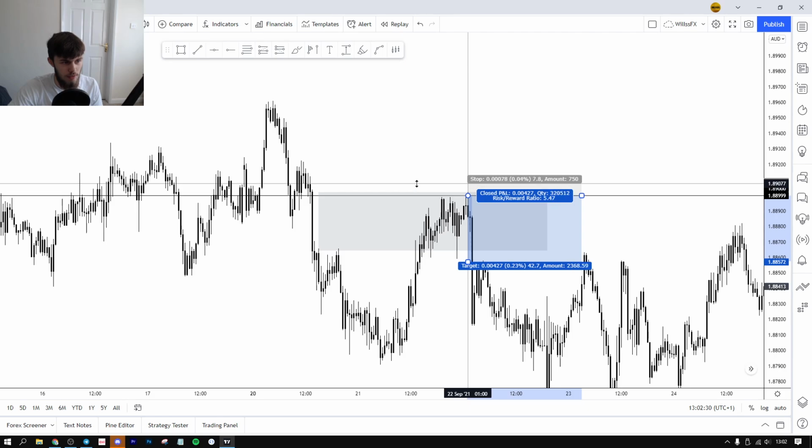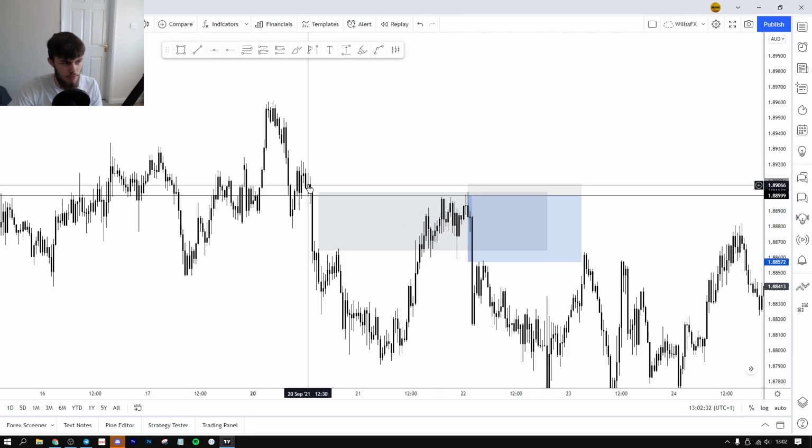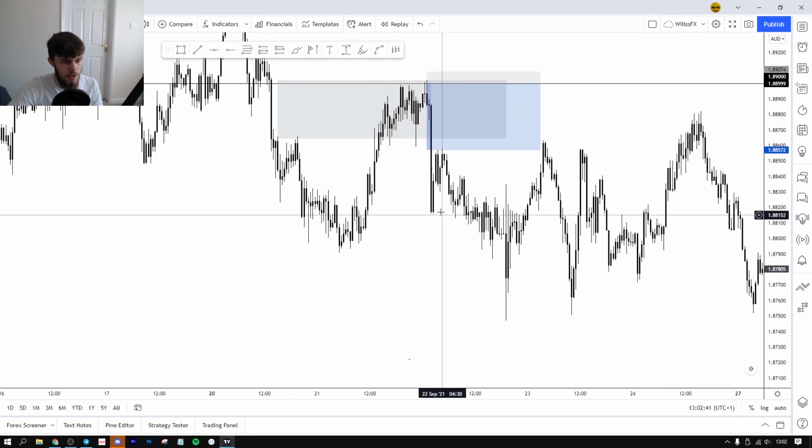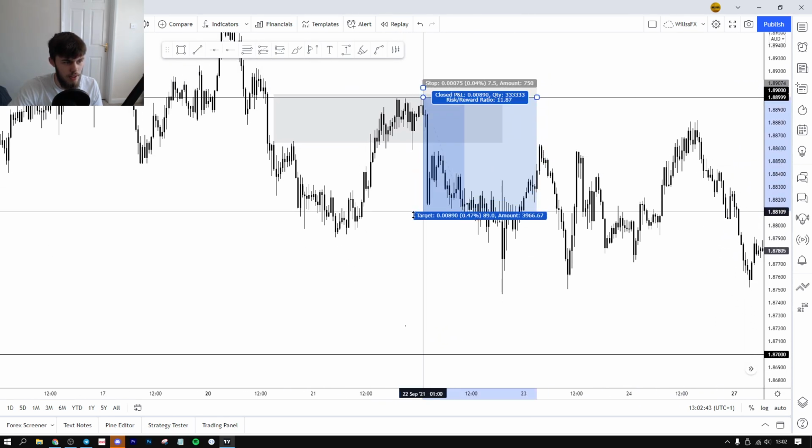Stop loss, you can have a very tight stop loss on this, just above this level here, these 2 candles. You could say that is an order block, because this order block here was actually filled. And where would you target? You would target 1.88.